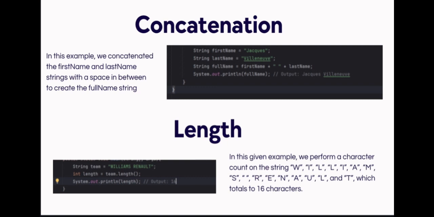To concatenate strings, we created two variables called first name and last name, and to concatenate we just use the plus sign. That's easy to use for text. We can also get the length of our string using the length method.